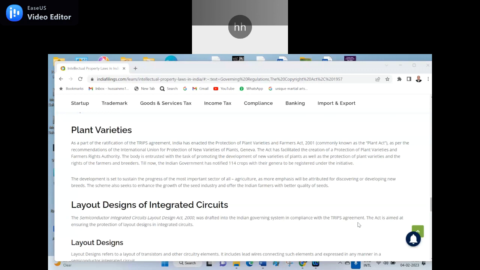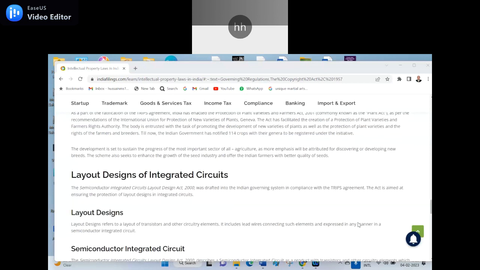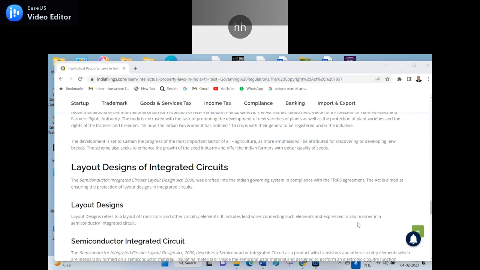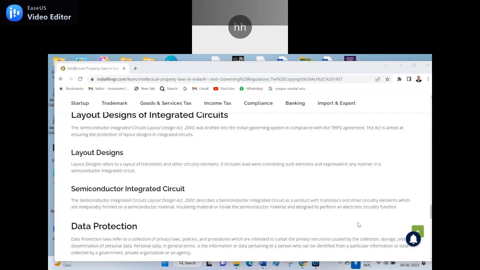The plant varieties. And the layout design and integrated circuits are also there. Now the new semiconductors, integrated circuits, Layout Design Act of 2000 was drafted into the Indian governing system in compliance with the TRIPS agreement. The act is aimed at ensuring the protection of layout designs and integrated circuits. So layout designs, the transistors and circuitry elements, and the lead wires, the connecting elements, these are all also layout designs, and they will be protected.